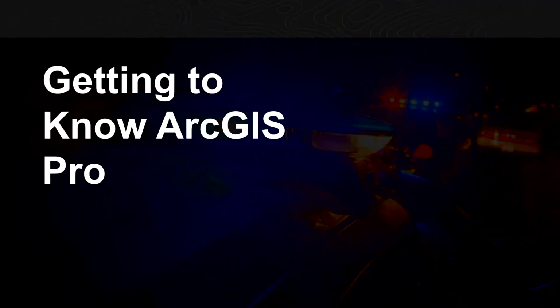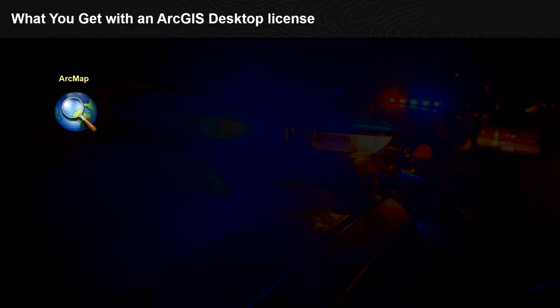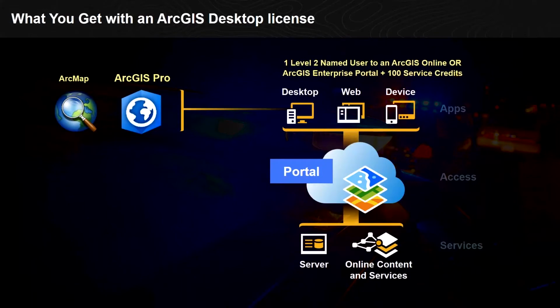So let's start by talking about what is ArcGIS Pro and some of the differences between ArcGIS Pro and the old ArcMap. So there's been a lot of confusion around ArcMap, ArcGIS Pro, and the difference between the two. Don't worry, ArcMap isn't going away, but as of now it's included as part of ArcGIS Desktop along with Pro. So moving forward, when you get a desktop license, you're actually getting ArcMap and ArcGIS Pro.